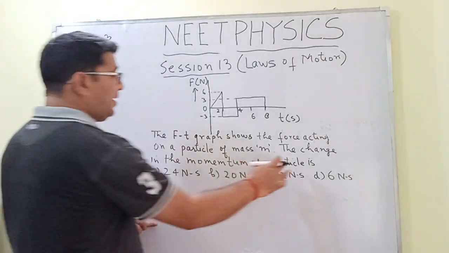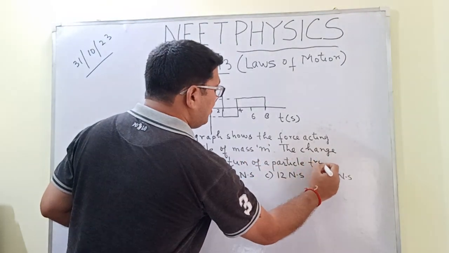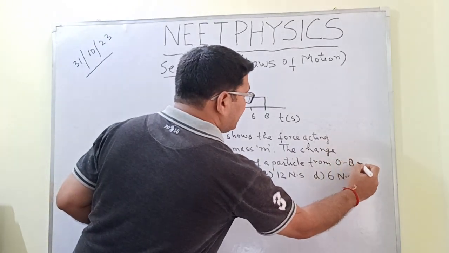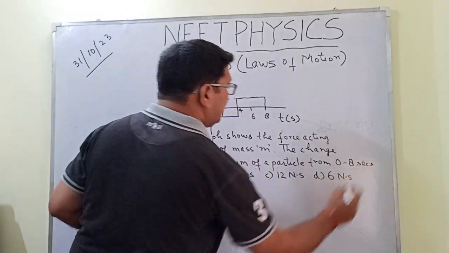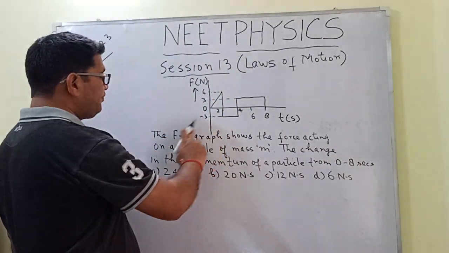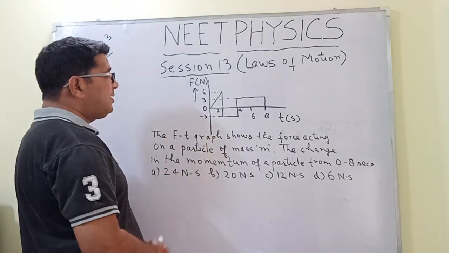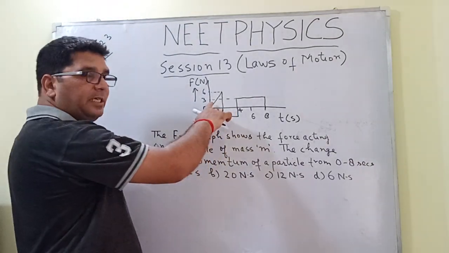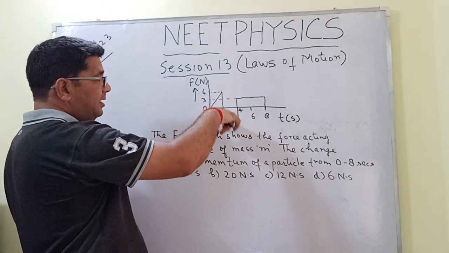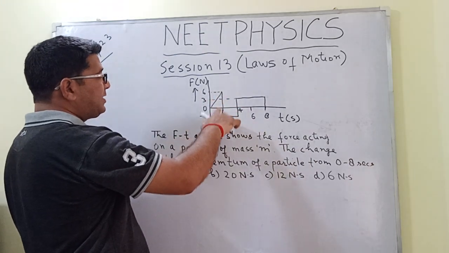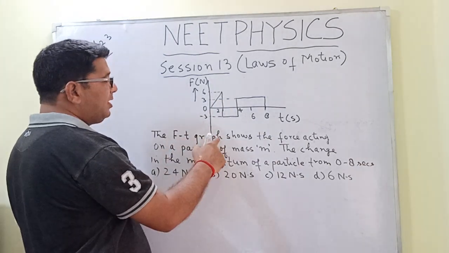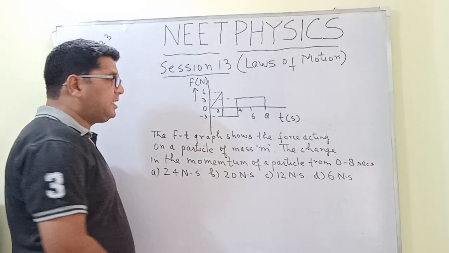See, we have to find the change in the momentum of a particle from 0 to 8 seconds. So the change in the momentum in the force time graph is given by the area enclosed by this graph. That is, the area enclosed by this force time graph will give you the value of the change in the momentum.